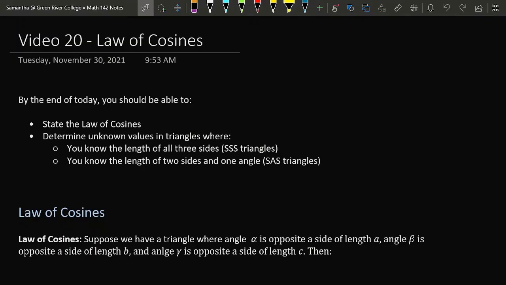At the end of video 18, we noted that the law of sines could not be used to help us fill in the blanks of a triangle of the SAS format, where we were given two side lengths and specifically the angle between them. That's because this data was such that we were never able to fill in 3 out of the 4 blanks in the law of sines formulas.